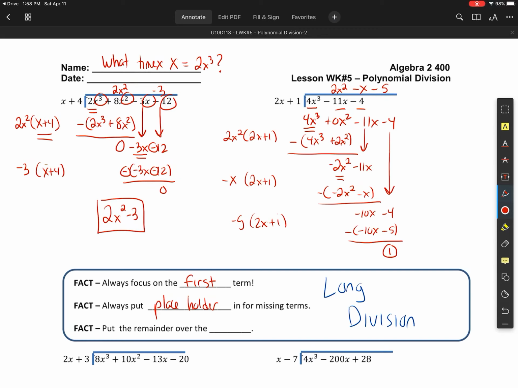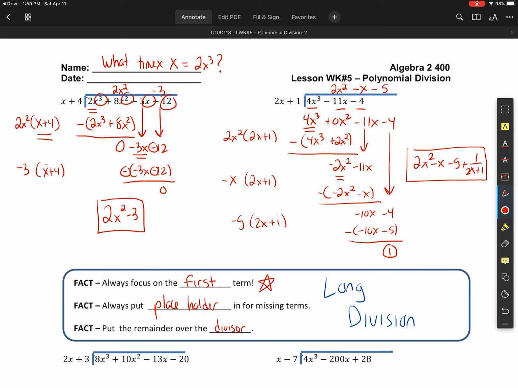Alright, so in the end, just like we did with the regular numbers, we can put the remainder over the divisor. So our final answer here is 2x squared minus x minus 5 plus 1 over 2x plus 1. That's our final answer. So this is long division. It is really similar to what we did back in the algebra days, but now we're throwing in variables.